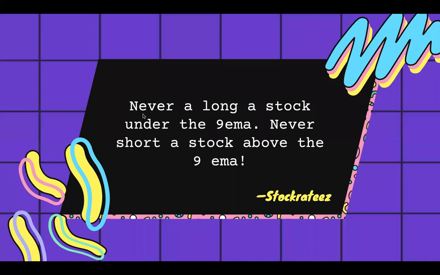Pretty much I'm not going to long stocks under the 9 EMA, and I'm not going to short above the 9 EMA. And then I would really look at the 5-minute chart for this. The 3-minute and the 5-minute charts are going to be the best for this. They're going to show you where the short-term trend is.